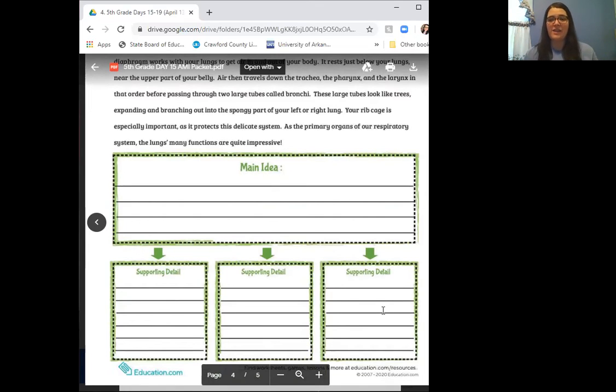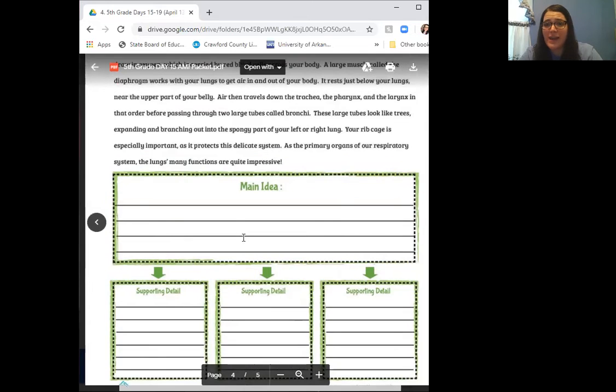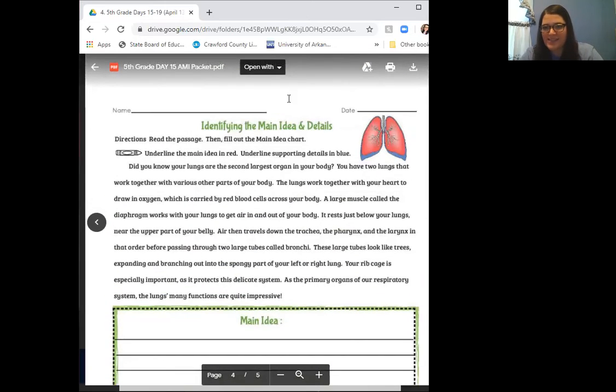So if you say that the main idea of the passage is that the lungs are the second largest organ in the body, what facts do they give you in the passage to support that? What do they tell you about the lungs in the passage that support that? What are those 3 facts that support the main idea? And you're just going to record 1 fact in each of these boxes. So the 3 facts that support whatever your main idea is for this passage about the lungs. So that's all you'll do for that option is you'll read that little passage and complete that main idea and supporting detail chart.